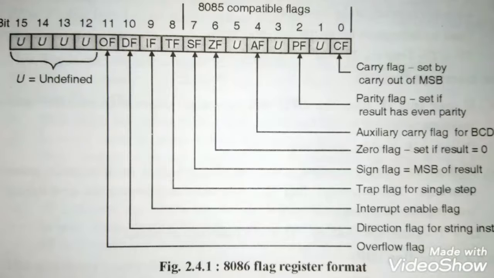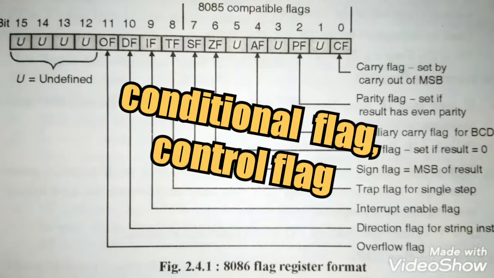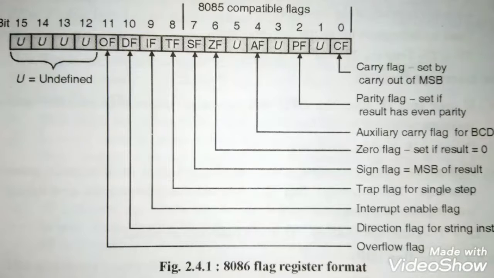Flag register is also called as 8086 microprocessor flag register. The 8086 flag register is divided into two categories: conditional flags and control flags. Conditional flags are the status flags like the 8085 microprocessor, and they are set or reset according to the result of operation. Second is control flag. Control flag is also called machine control flag. It will control the operation of the microprocessor according to the bit stored.